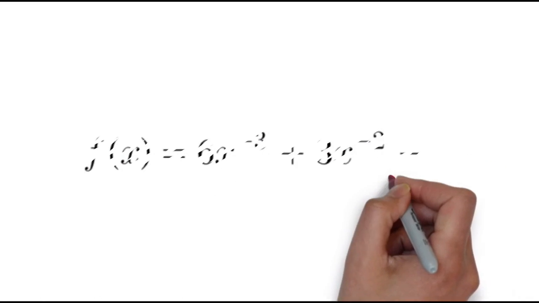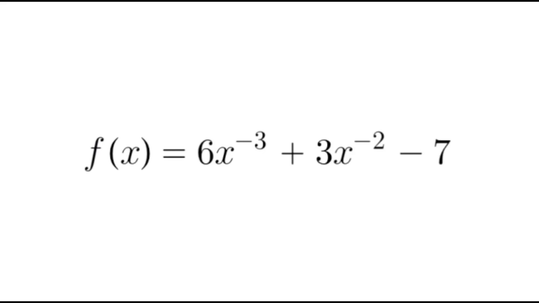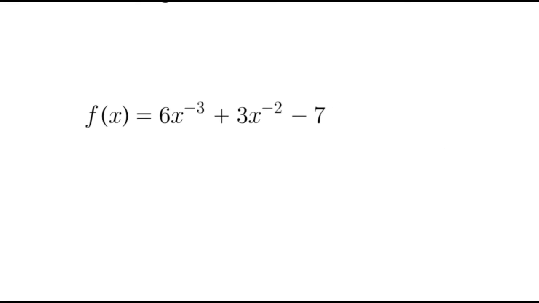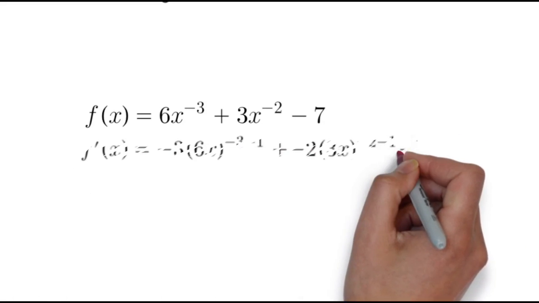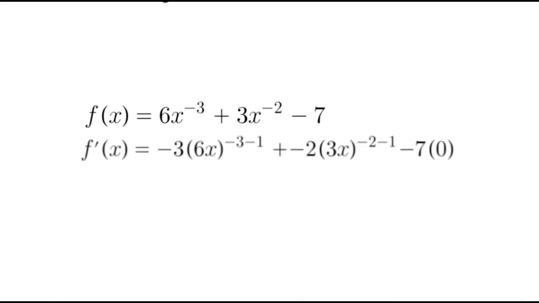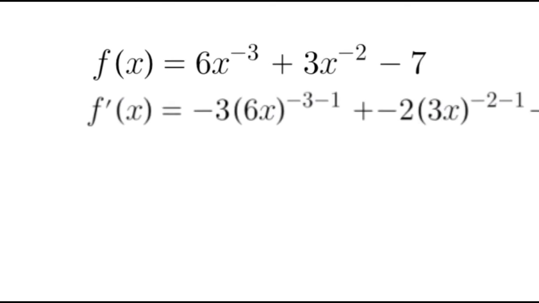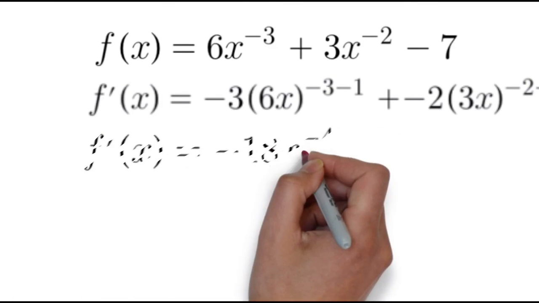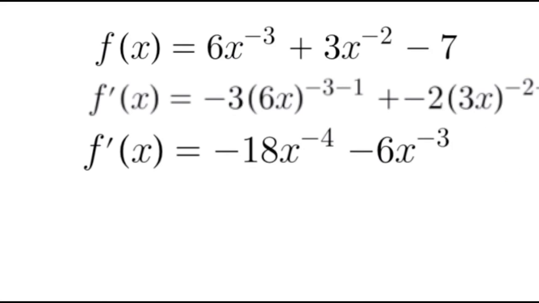Okay, let's have another one. F of x is equal to 6x to the power of negative 3 plus 3x to the power of negative 2 minus 7. Now, we multiply negative 3 to 6x to the power of negative 3 minus 1 plus negative 2 multiplied to 3x to the power of negative 2 minus 1. Since 7 is a constant, it is automatically 0. So our final answer is f prime of x is equal to negative 18x to the power of negative 4 minus 6x to the power of negative 3.